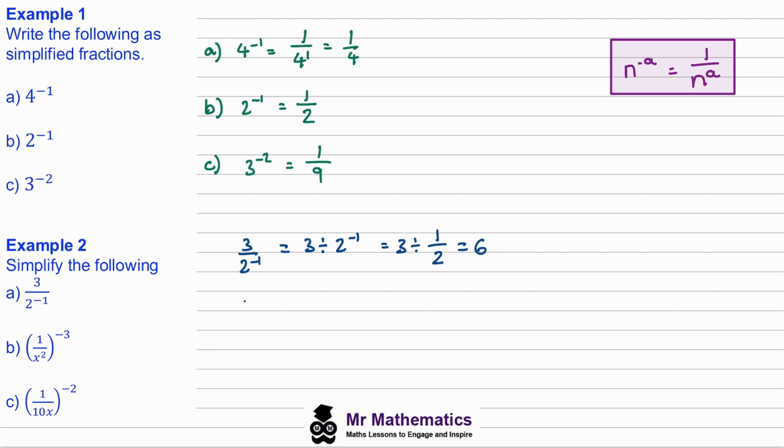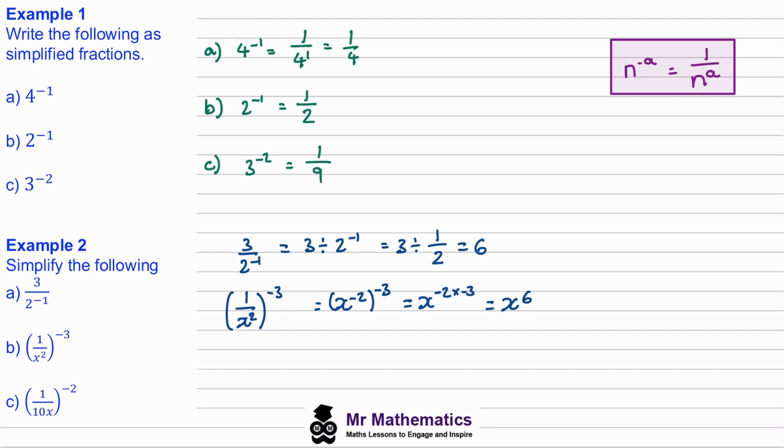Question B, 1 over x squared to the power of negative 3. And there's a couple of ways we can do this. But we know 1 over x squared is the same as x to the power of negative 2, which we're raising to the power of negative 3. And then we can use the power rule, which I covered in a previous video, to multiply these two powers together. So this will become x to the power of negative 2 multiplied by negative 3, which will give us x to the 6.